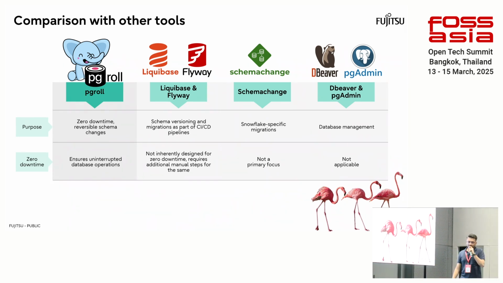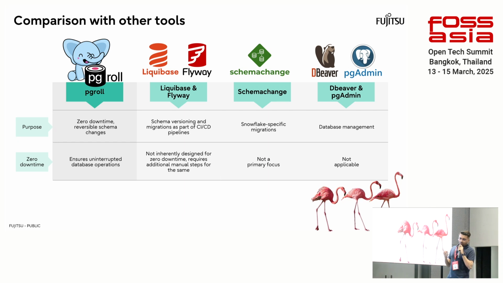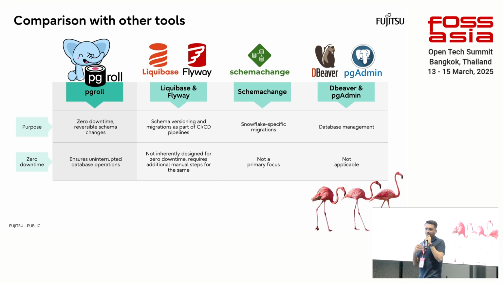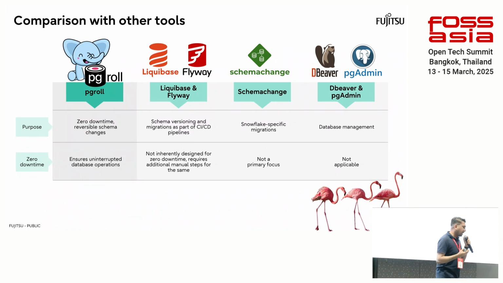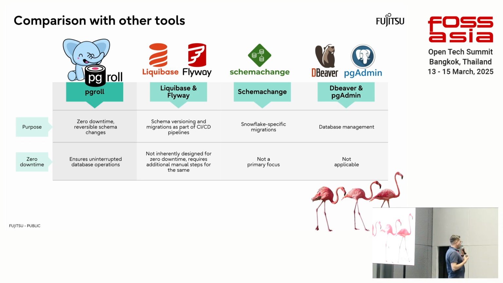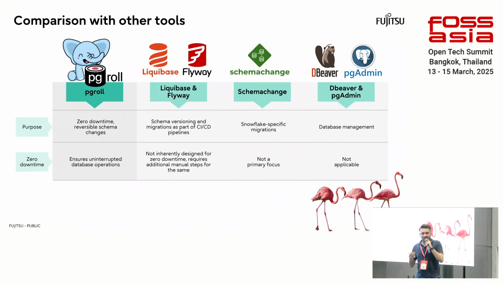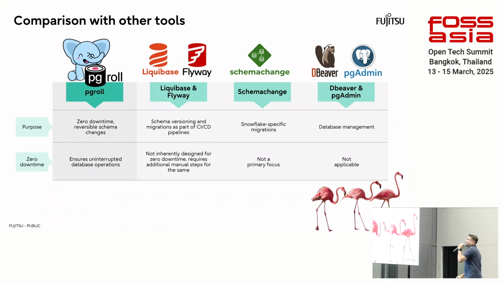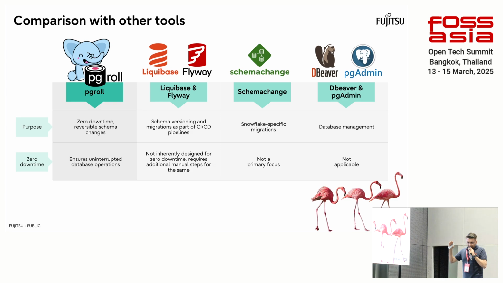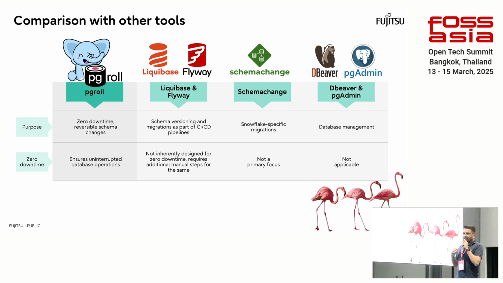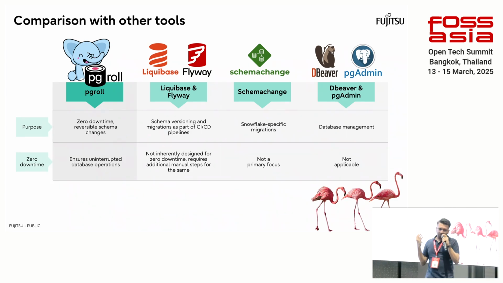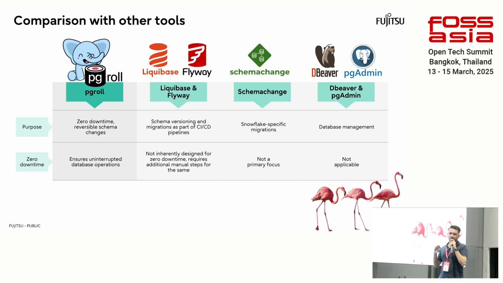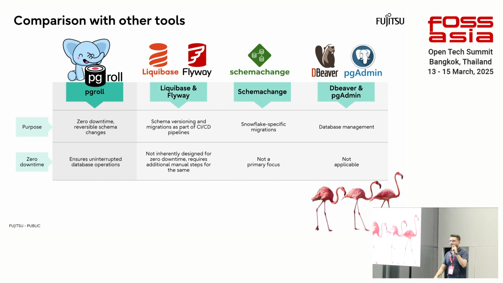If I compare with other tools like Liquibase and Flyway, they are very good tools for applying schema changes, tracking those changes, and integrating with a CI/CD pipeline. But by default, it is not possible to achieve zero downtime, and a lot of manual effort is required to achieve even some level of zero downtime in Flyway and Liquibase. On the other hand, schemachange is specially designed for Snowflake database migration, and there is no possibility of achieving zero downtime because there is no focus on that, even in the near future.